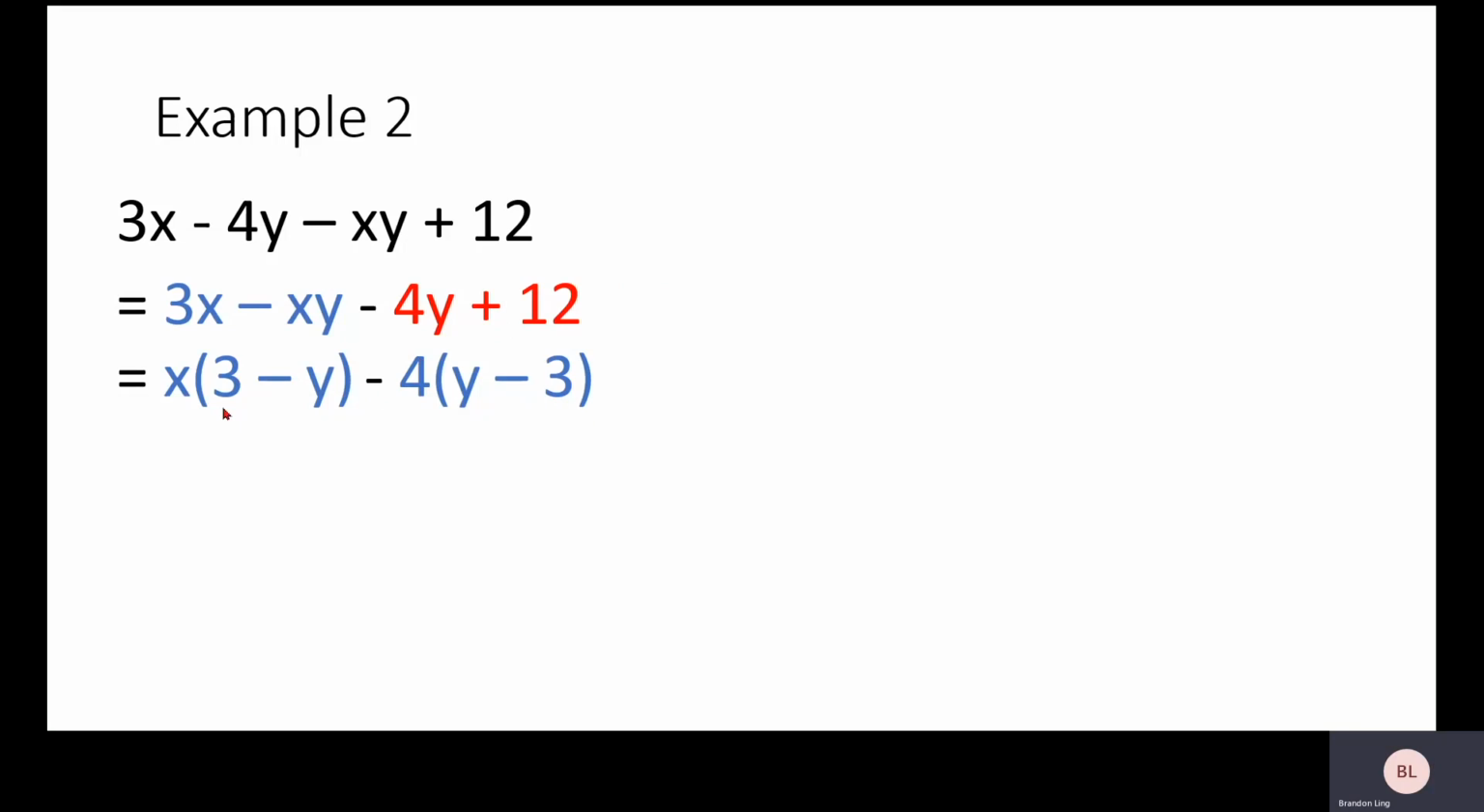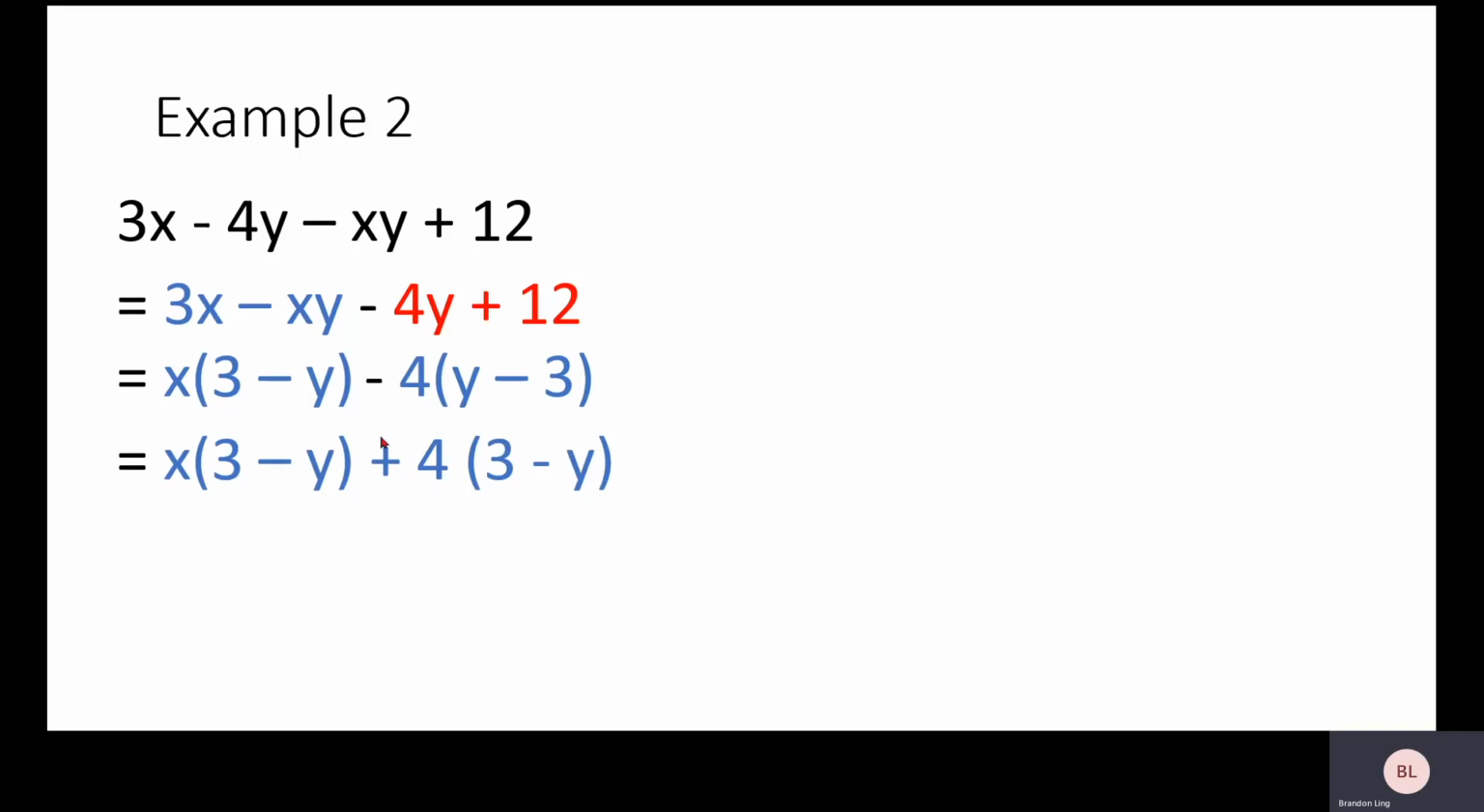The next line will be, when you compare this 3 minus y with y minus 3, in fact, they are almost the same, but not quite yet. So what you need to do now is change this y minus 3 into 3 minus y. How do you change that? You need to switch the sign here into a positive sign. When you change this sign into a positive sign, you are actually changing the orientation or the sequence of this value here. So from y minus 3, it becomes 3 minus y.